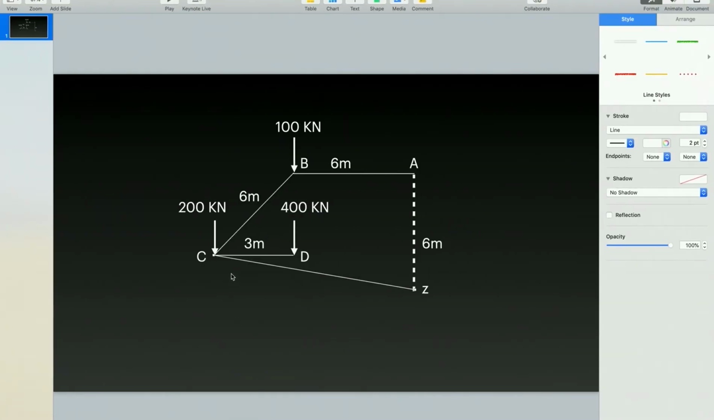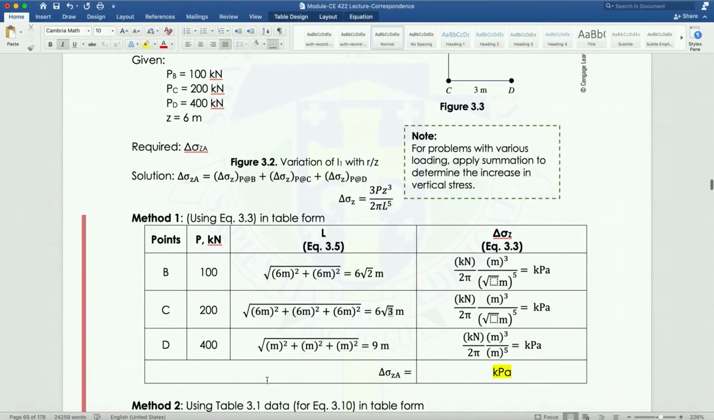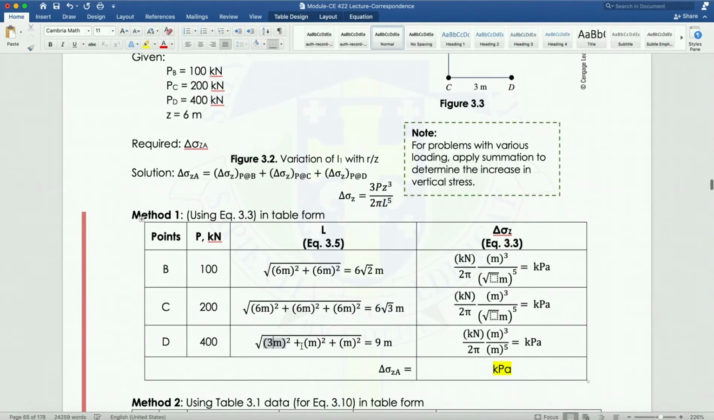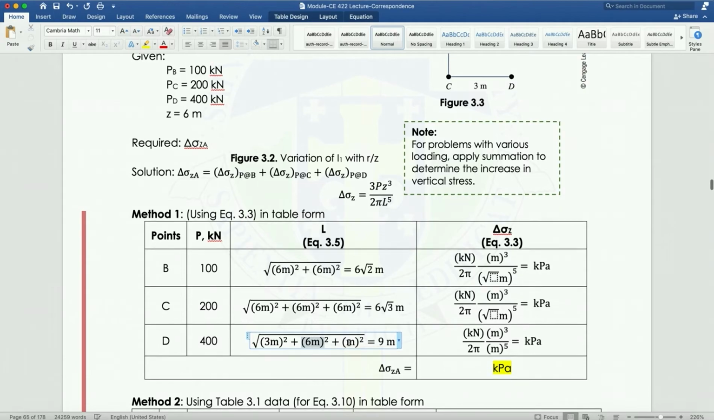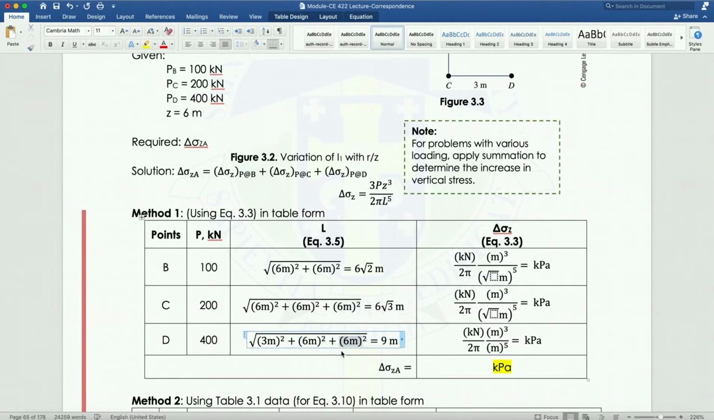Next would be the 400. So for the D 400, it is at this point. So what are the coordinates involved? Now for the z-axis, it is 6. For the x, it is only 3 meters and it is positive. And for the z, take note, points A, B, C, D are at the same level. So therefore, the z coordinate is 6. So 3 by 6 by 6, and the answer for that should be 9.